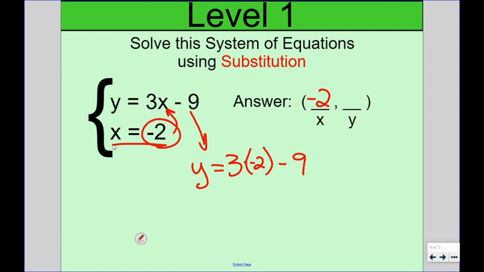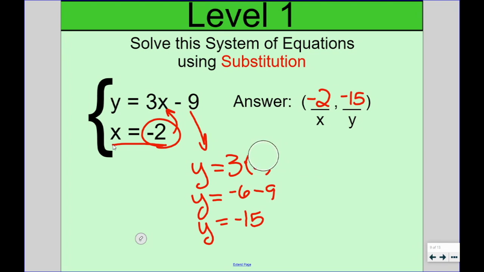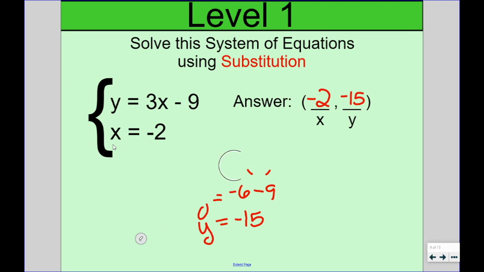And I'm going to simplify this here. Y equals 3 times -2 is -6. -6 minus 9. Y equals -15. Well, that could be our answer, but we better double check. We can double check by plugging in the set of numbers that we got here as our answer.